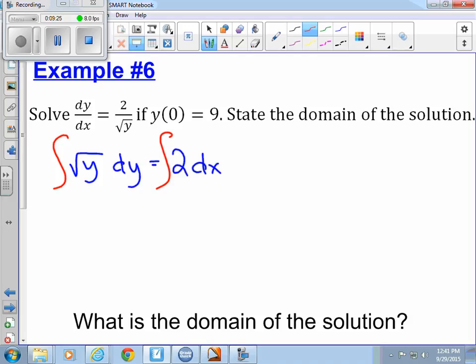That's y to the 1/2 power. So I'll add 1, get y to the 3 halves times 2/3. Where did I get that? Y to the 1/2 integrates to that, and the right side equals 2x plus C.